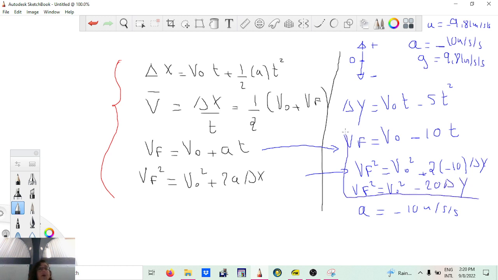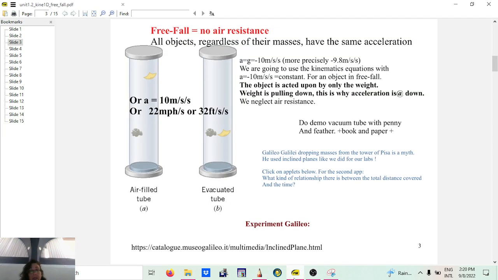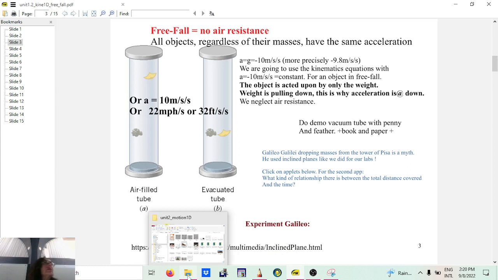And I have an all new set of equations. It's the same one, except a equals negative 10. Got that? And then you do the drawing, you plug in, and that's it. There is nothing new. If you find it challenging, it's because you didn't do your homework yet. So catch up.